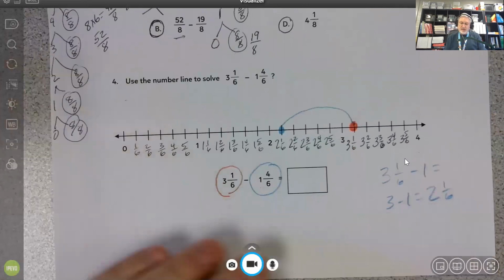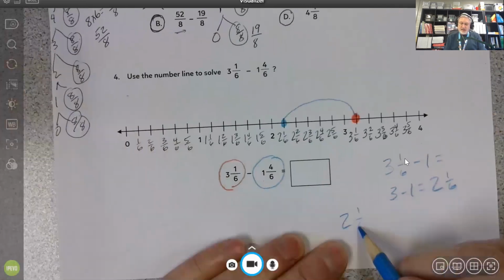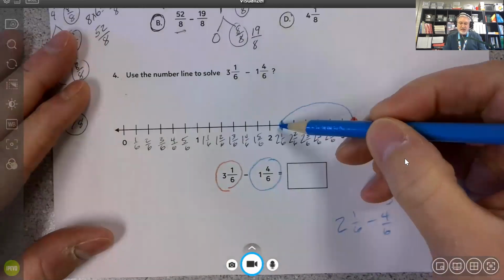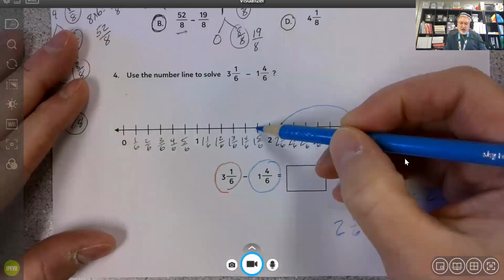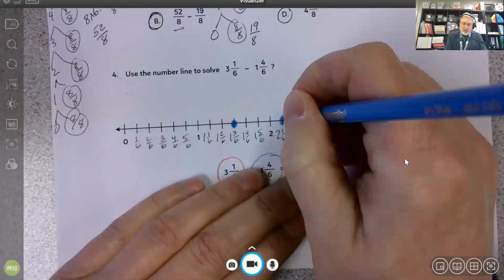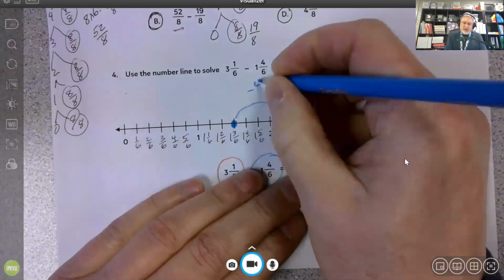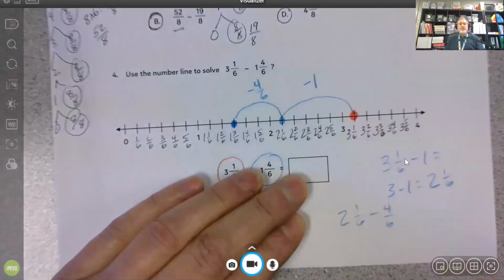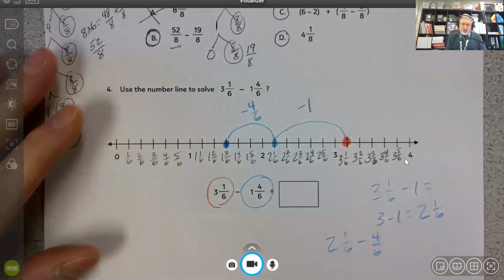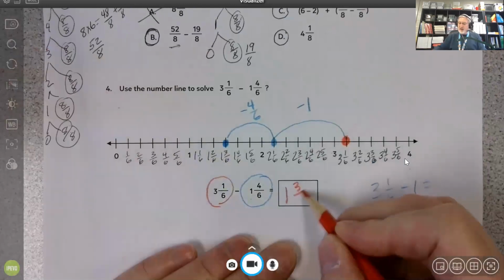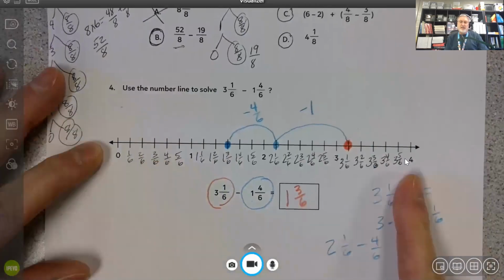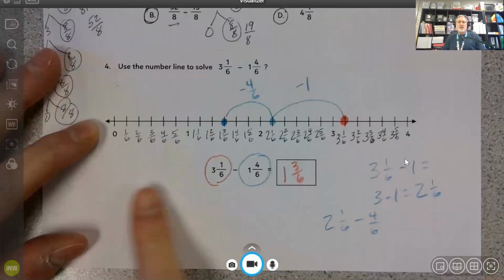Then I want to subtract 4/6. So I just can count the tallies. 1, 2, 3, 4. That would be 4, and I take 1 leap, and this would be minus 4/6, and this is minus 1. So my answer then would be 1 3/6.